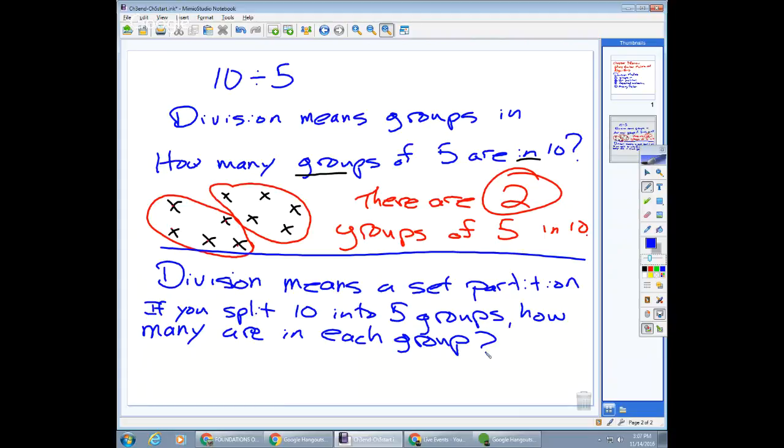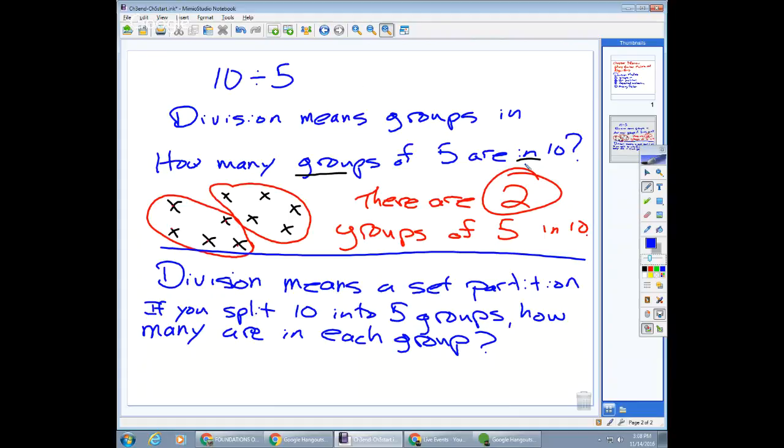This is a common problem if you're distributing stuff to people. Like I've got a whole bunch of chocolates and I want to give them out to my friends. So I have 20 chocolates and I have 5 friends. How much does each friend get? That's a set partition problem. Each friend is the set. I need to know how many things go in each set. It's completely backwards from what I have here. Here I know how many are in each set, but I don't know how many sets I have yet.